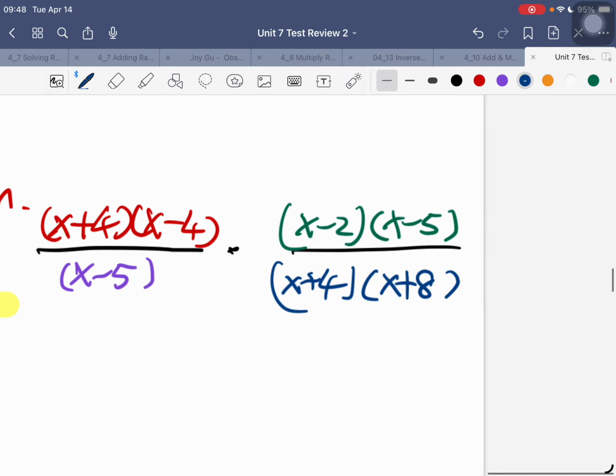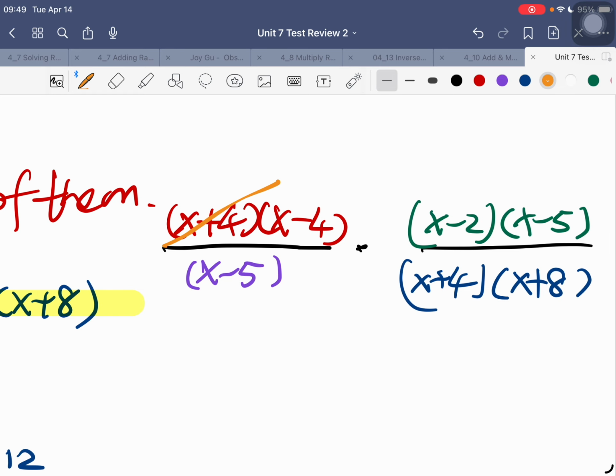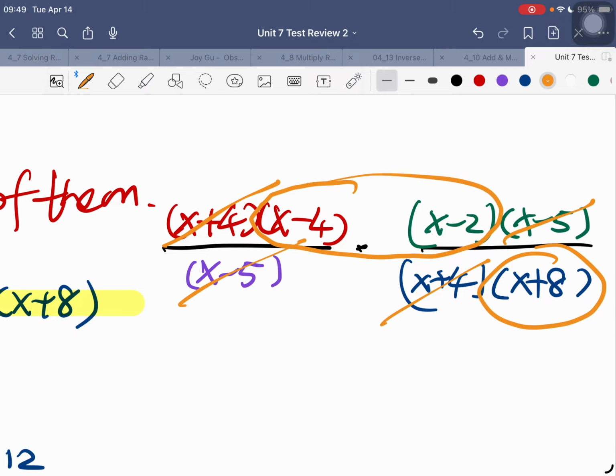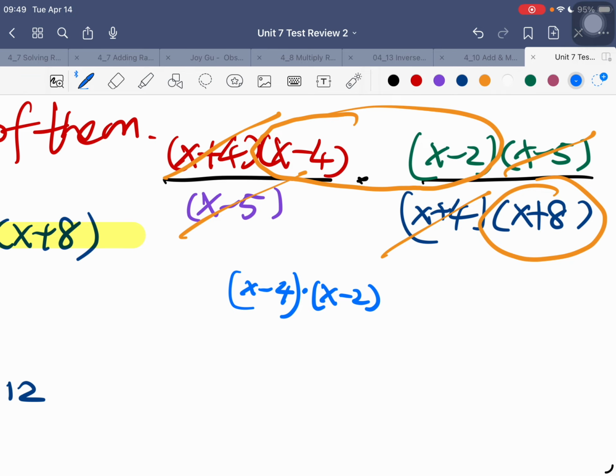Alright, now let's look at the new rationals. Let's see what could be cancelled. I see one x plus 4 on top, one x plus 4 on bottom. And I see one x minus 5 on top, one x minus 5 on bottom. And anything else I can cancel? No, that's it. So I combine the rest. This is on the top, and x plus 8 is left on the bottom. So my final answer will become x minus 4 times, remember the parentheses, x minus 2, over x plus 8 on the bottom.